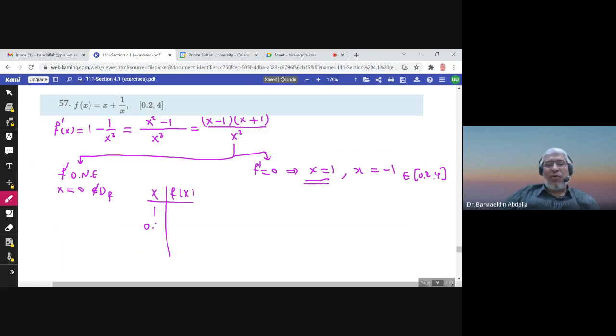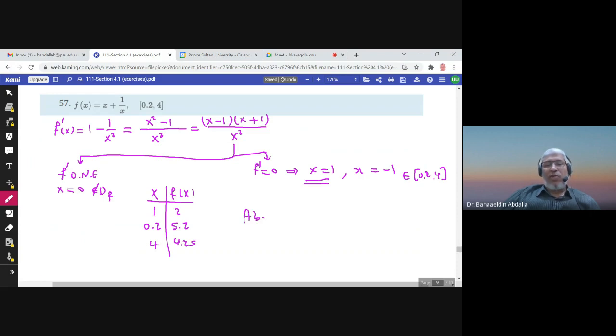So the only critical number that works is 1, and I have 0.2 and 4, the endpoints of the interval. If I replace x by 1, 1 plus 1 is 2. And 1 over 0.2 is 5, plus 0.2, so this is 5.2. And 1 over 4 is 0.25 plus 4, so that's 4.25.